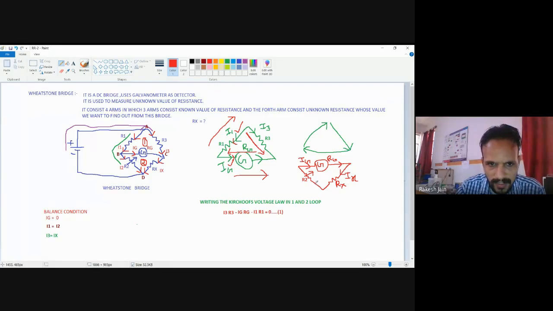Okay, and the third current I2 in this direction. See the circuitry, I just draw it from this circuitry only. I just draw this one here to show you what I am going to do. This current is I2.